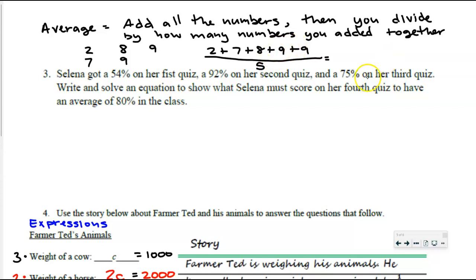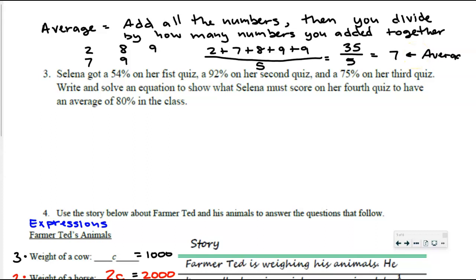What is 2 plus 7 plus 8 plus 9 plus 9? Lachlan? 35. Thank you. But what do I do? Does that mean that the average student scored 35? No. What do I have to do after I add up all the numbers? Divide by how many numbers I just added, which in this problem is 5. And 35 divided by 5 is equal to 7.